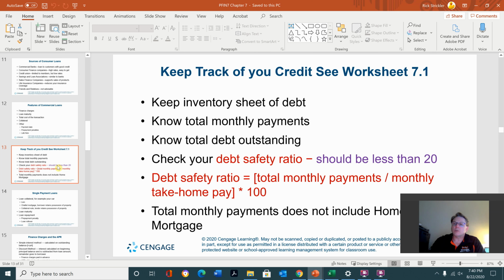Debt safety ratio equals total monthly payments divided by your total take-home pay, times 100. If your total monthly payments are $1,000 and your total monthly take-home is $2,000, then 1,000 divided by 2,000 is 0.5, or 1/2, times 100, so that would be a 50. That's far more than 20. If your total take-home is $2,000, then the most your payments should be is $400. Most car loans today are over $500, so it would be very difficult to live on $2,000 a month.